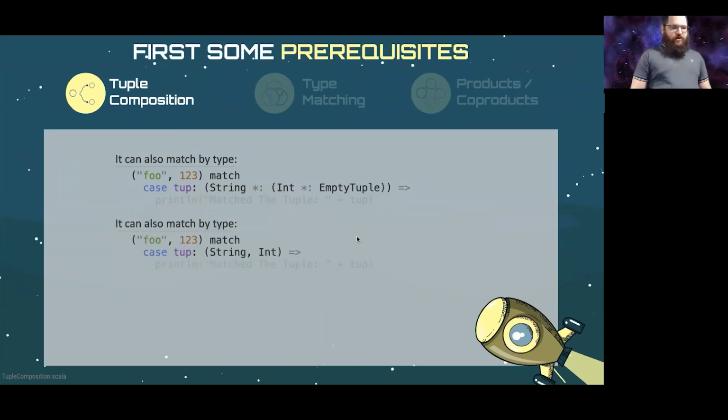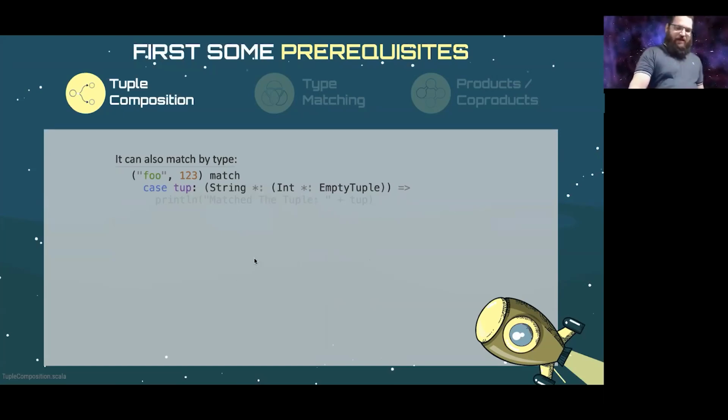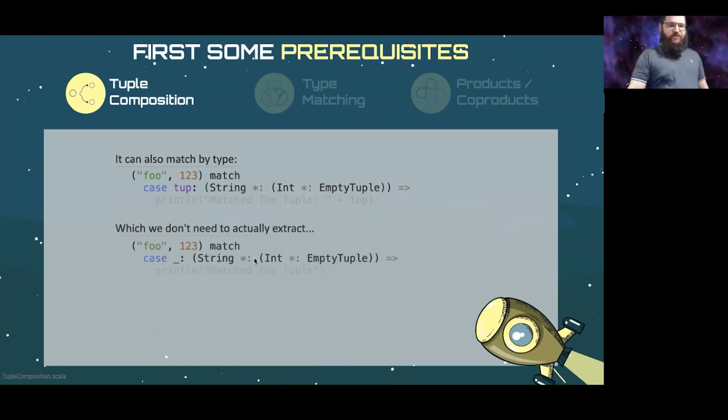Now, we can also match these things by a regular type, right? This kind of match is the equivalent of this kind of match, because again, this is the tuple consing operator. This is the equivalent of that, okay?